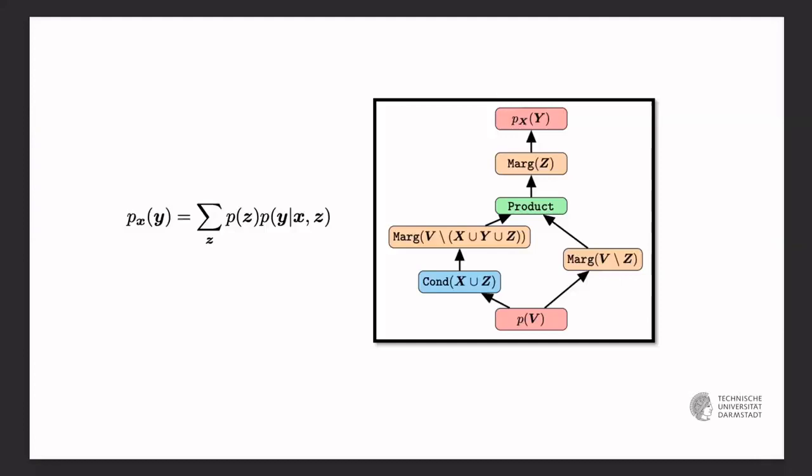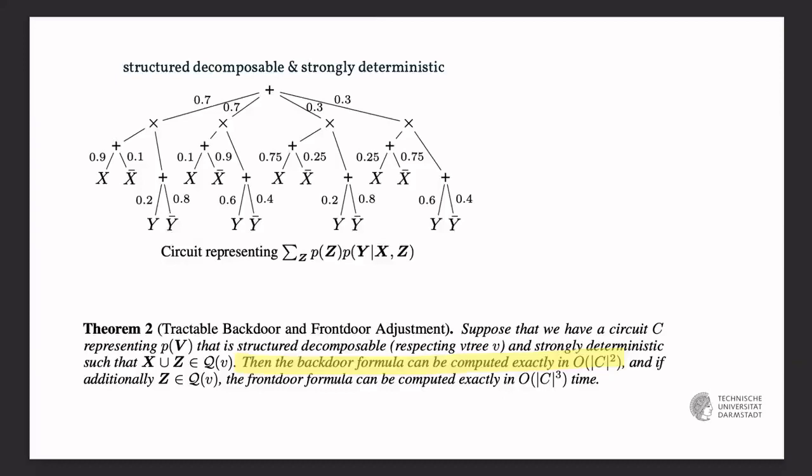And essentially this formula, which you have on the right-hand side of the equality, is really decomposed into this symbolic graph on the right-hand side. And by doing so, they could identify specific properties that circuits would additionally need to make this tractable. And this is what they did. These properties are called structured decomposability and strong determinism. Again, we don't have to go into them, but this is how this circuit could look.